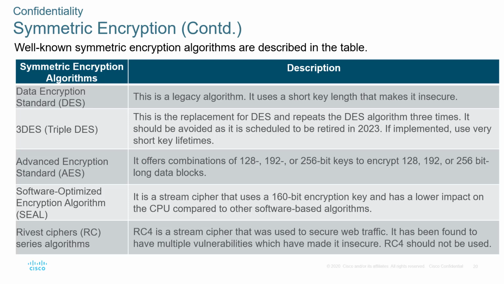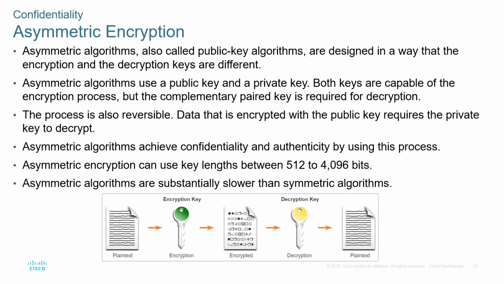Alright, so now that we talked about symmetric, let's talk about asymmetric. Again, asymmetric is also called the public key algorithm. They're based on different encryption and decryption keys. With asymmetric, we use a public key and a private key. Both keys are capable of the encryption process, but they complementally pair with one another for decryption. The process is reversible, so data that is encrypted with a public key will require the private key to decrypt it.